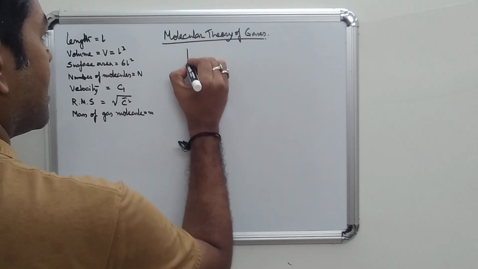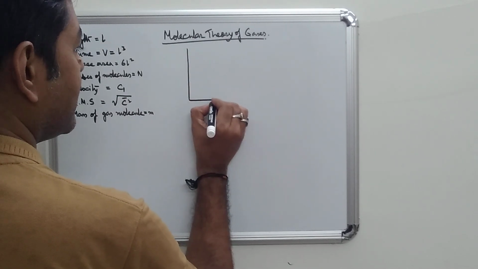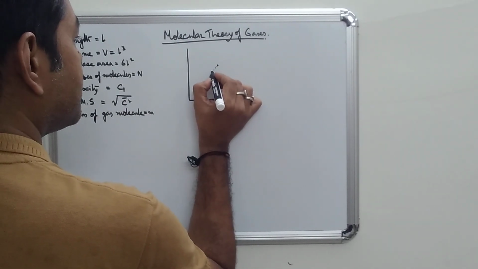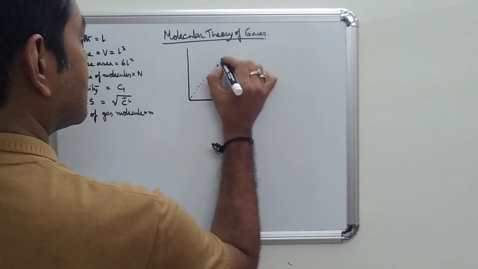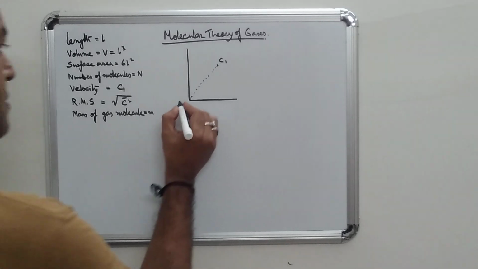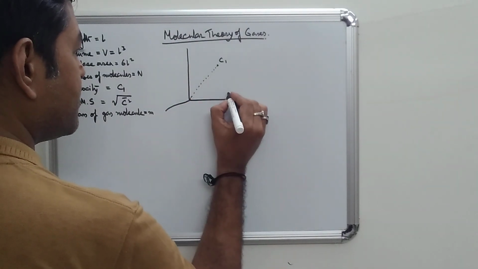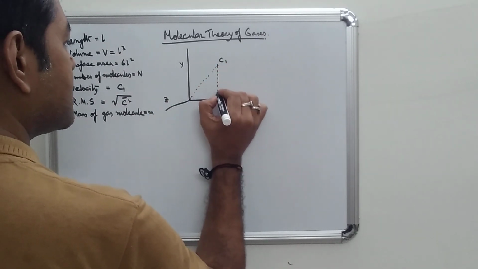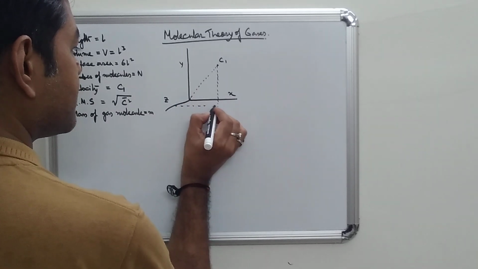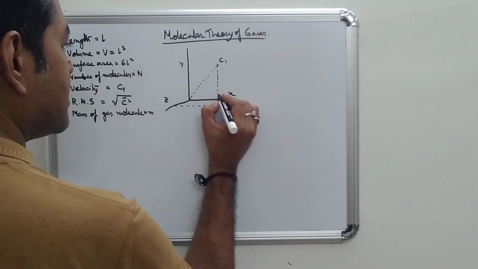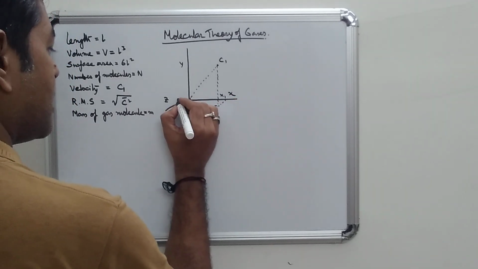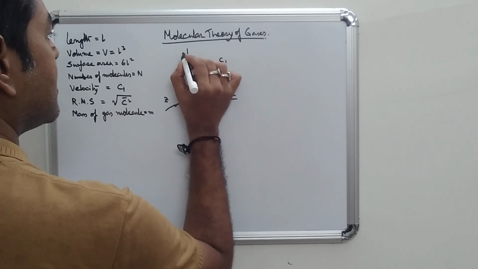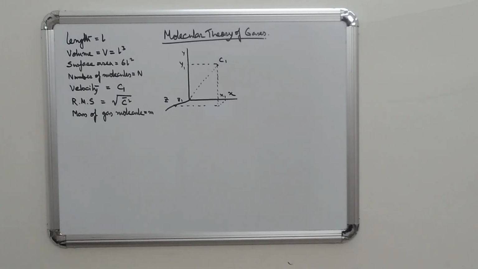So, within the box at any instant, suppose there is a particle present whose velocity is c1, which we will resolve into three components x, y and z. Now we will make the projections to make it easy. Here the velocity in the x component is x1, in the z component z1, and in the y component it will be y1.